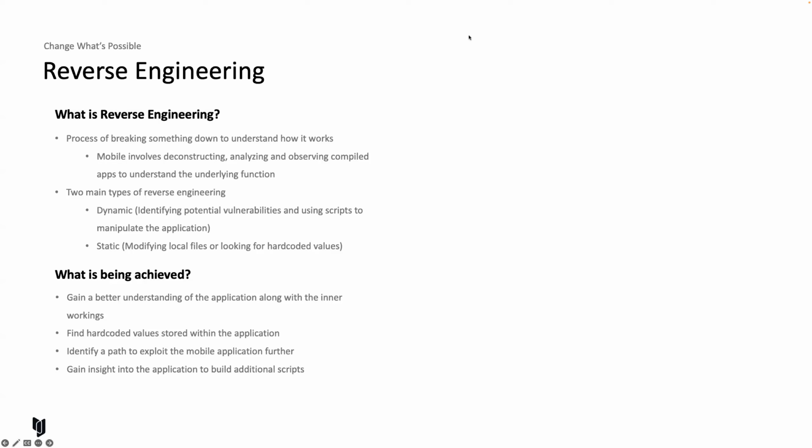There are two main types of reverse engineering, and I want to explain how they're labeled, because by themselves, dynamic and static don't really sound like reverse engineering terms. Static, which we'll look at first, is modifying the local files and looking for hard-coded values.